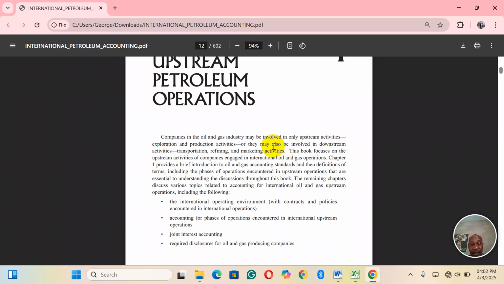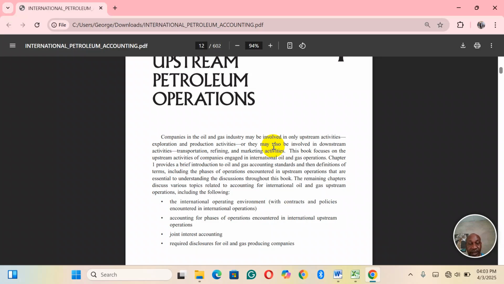Companies in the oil and gas industry may be involved in only upstream activities, exploration and petroleum production activities, or they may also be involved in downstream activities: transportation, refining, and marketing. So we are focusing on the upstream activities of companies engaged in international oil and gas operations.